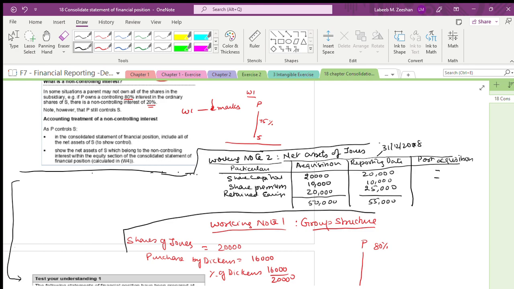Here the difference is 5,000. Now you understand what is the post acquisition and what is the pre acquisition. 5,000 is the post acquisition profit and 20,000 is the pre acquisition profit. Is it okay? Now, are you clear about this?